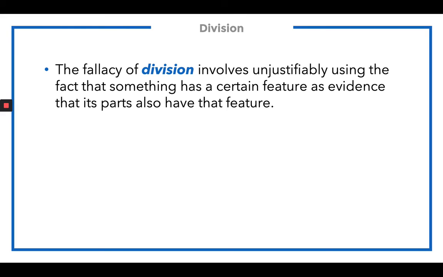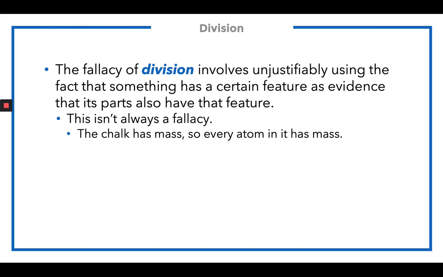Our last fallacy is the fallacy of division, just the opposite of the fallacy of composition. So the fallacy of division involves unjustifiably using the fact that something has a certain feature as evidence that that thing's parts also have the feature. Again, this isn't always a fallacy. So if we say, this chalk has mass, therefore every atom in it has mass, that argument wouldn't necessarily be fallacious.